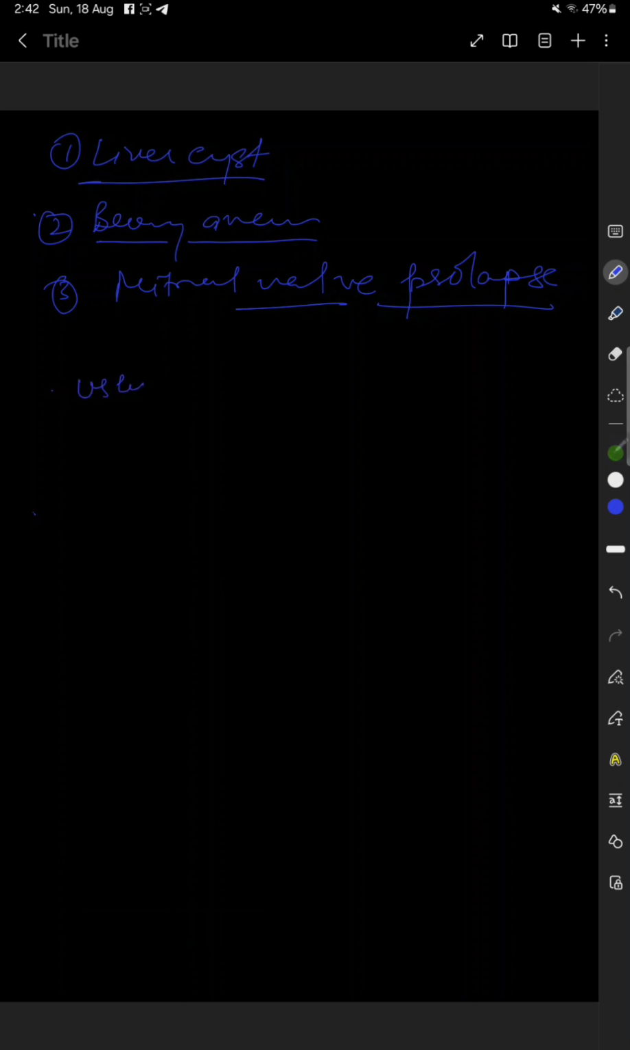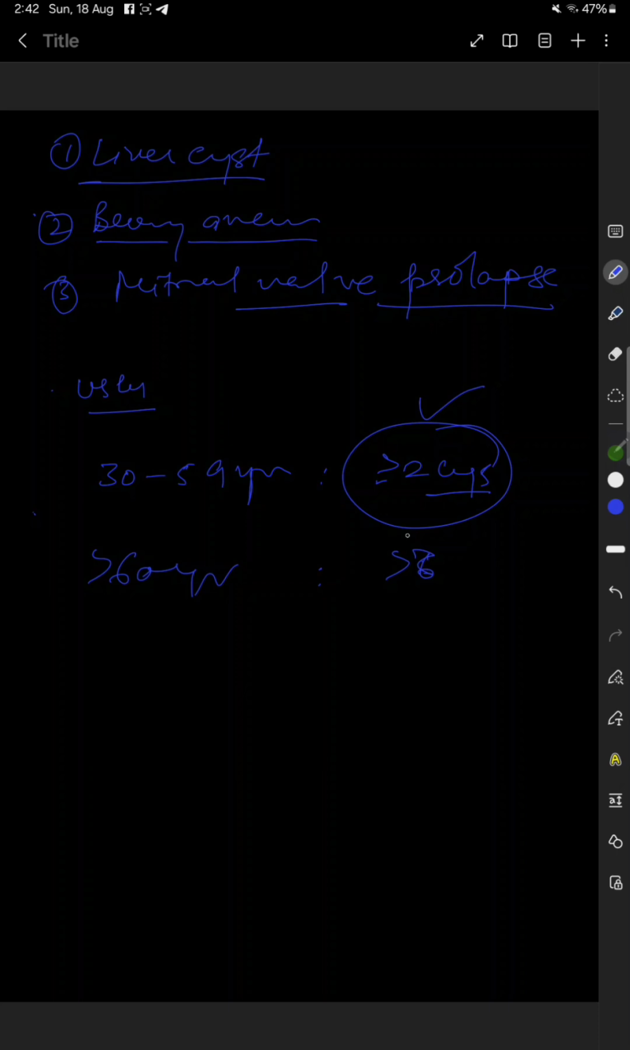In the workup we have USG. Different USG criteria are used for different age groups. For the age group 30 to 59 years, more than 2 cysts per kidney is diagnostic on USG. For those above 60 years, more than 4 cysts per kidney are diagnostic. CT and MRI are also sensitive, and KFT is done for kidney function. Genetic testing is done to check for mutations.